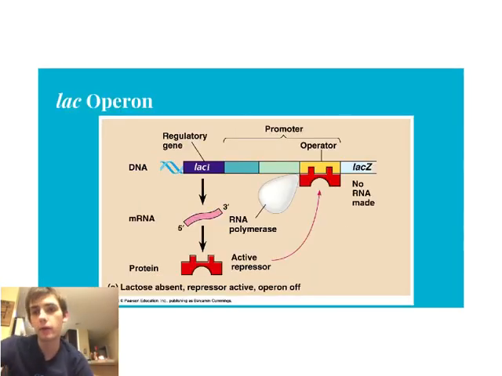The lac operon is a little bit different. The way that it's different is that when lactose is absent, the repressor is active, which means that it's going to bind to the operator region, so the entire operon is turned off. RNA polymerase can't attach there and transcribe the strand. Compare this to the trp operon, where if tryptophan was absent, then the repressor was inactive and the operon was on.